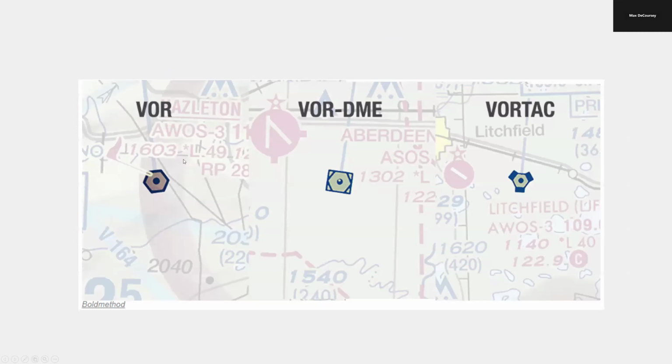This is what they look like on a chart. So there's three different types. You have a VOR, which is just a standard VOR, a VOR DME. So DME is distance measuring equipment. What that means is you will also be able to get a reading of how far you are from the VOR, from a VOR DME. A plain VOR will not give you a distance. A VOR DME will. And then a VORTAC is a military VOR.